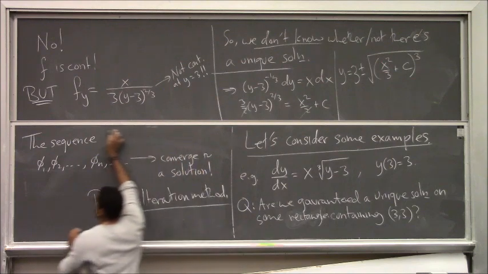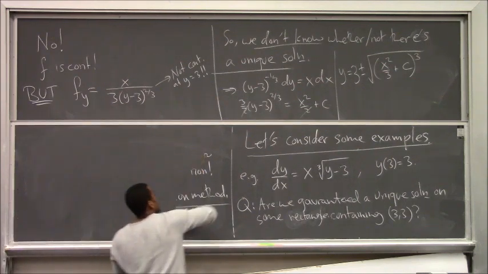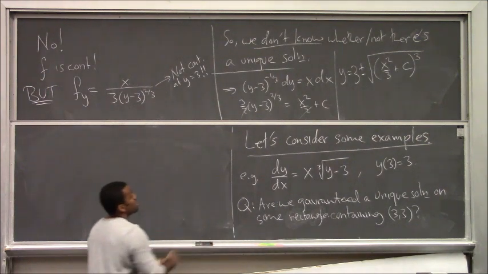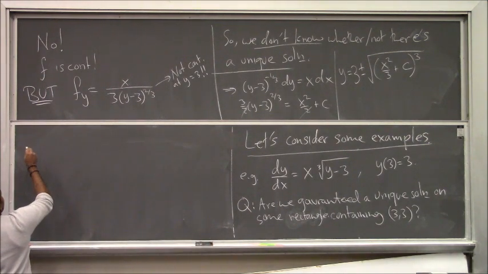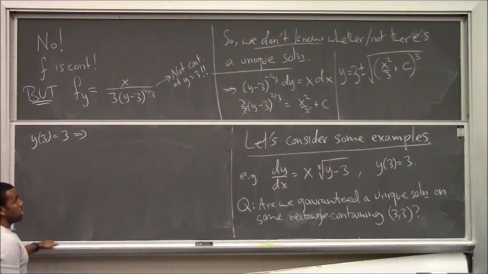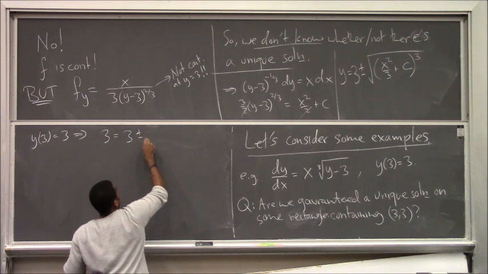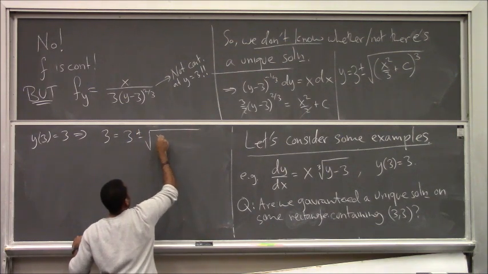Well, for sure it's a solution. We need to find the C, make sure the initial condition works. So, y of 3 equals 3. This means that if I plug in 3 for y, that's what I'm going to get if I get 3 for x.